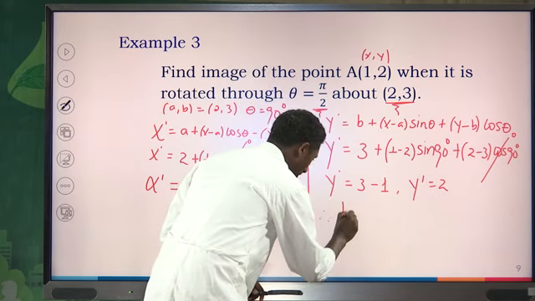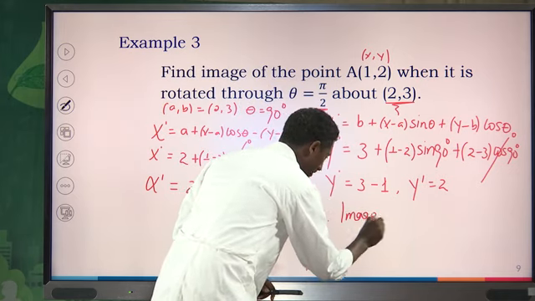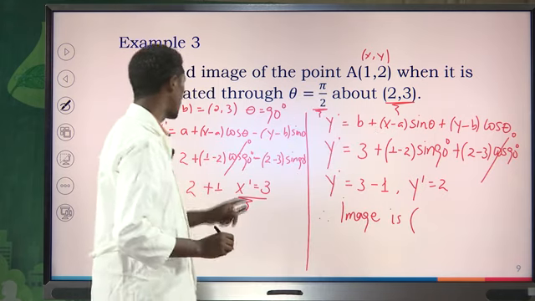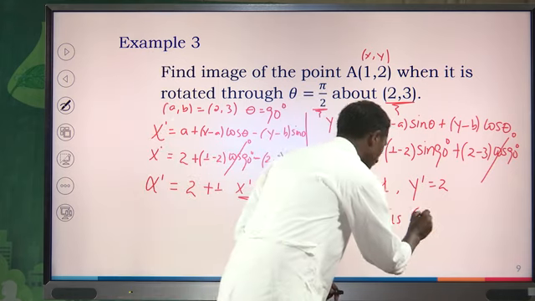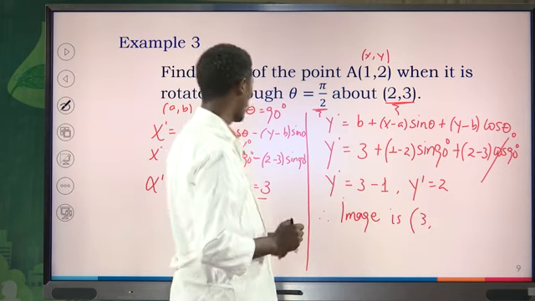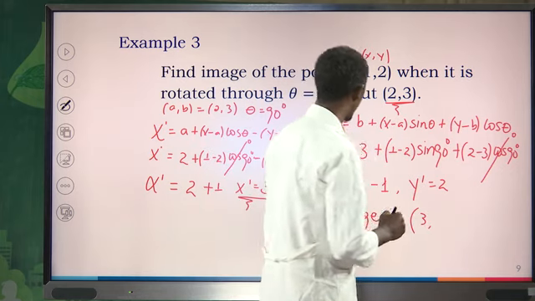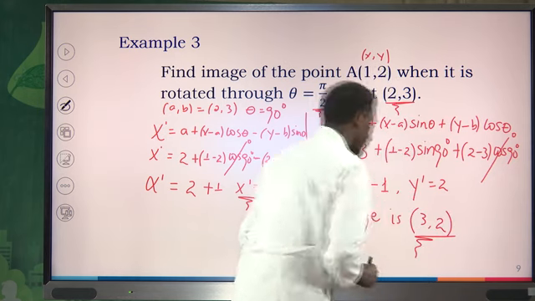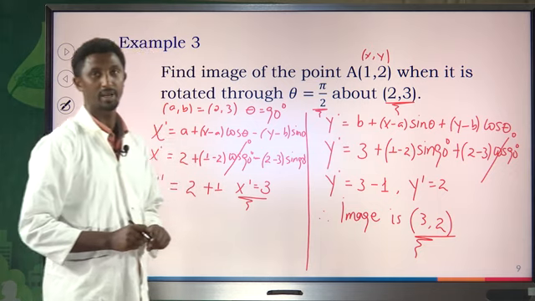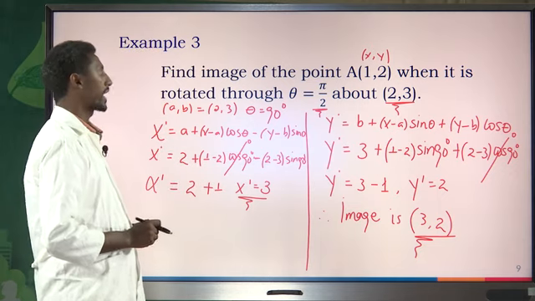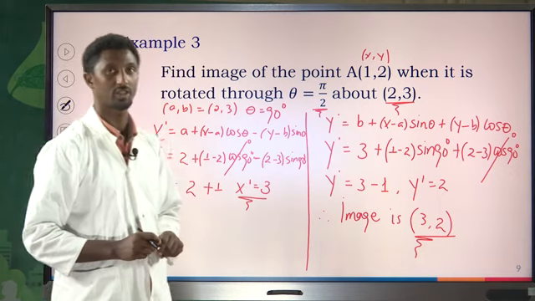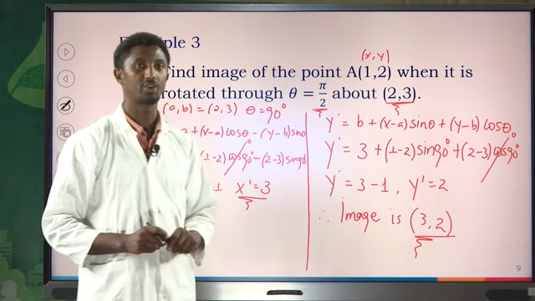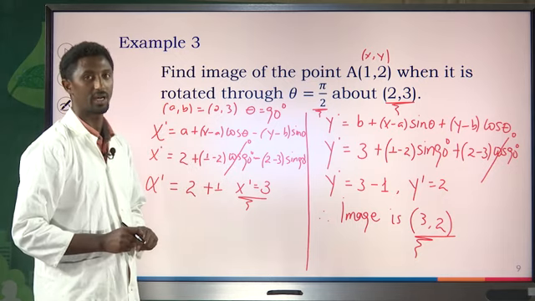Therefore, the image of the given point: what is x prime? It is 3, then comma, what is the image of y? That's y prime, it is 2. So to find the image of any point when it is rotated through angle theta about a center of rotation (a, b), we can apply this formula.